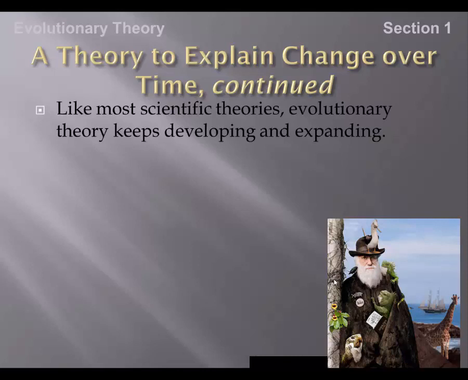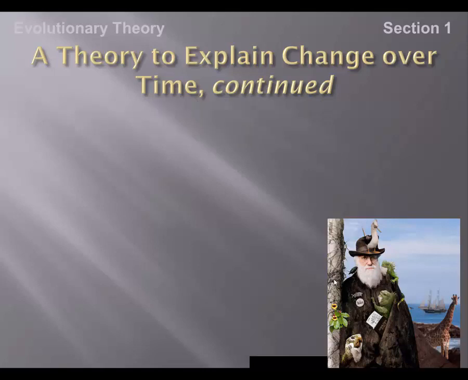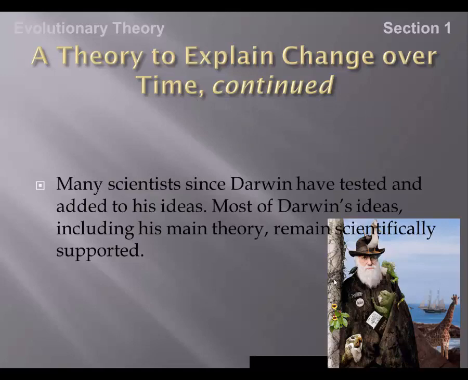Like any other scientific theory, evolutionary theory keeps developing and expanding. There are changes to it often, and it ends up with some new information added based on new experiments that are performed. A number of scientists have tested this theory over the last 150 years, and they've added new information to his ideas. Most of his ideas, including his main theory, remain scientifically supported based on some form of evidence.